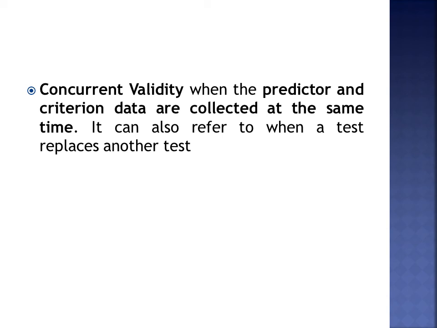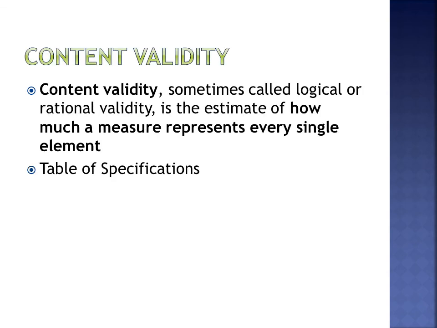Once you've correlated it, a positive correlation or a good relationship between the two shows that you have a very good concurrent validity. So as you can see, the difference between predictive validity and concurrent validity is that in predictive validity, you have to wait, while in concurrent validity, you don't.